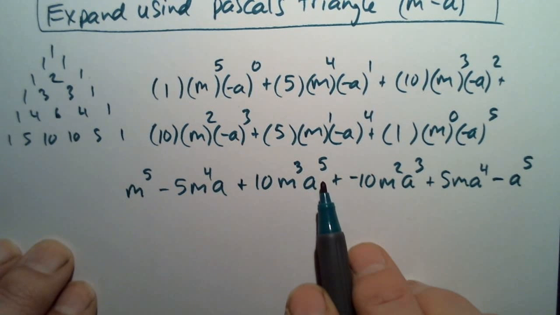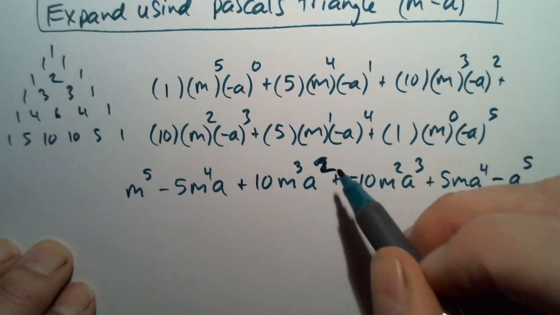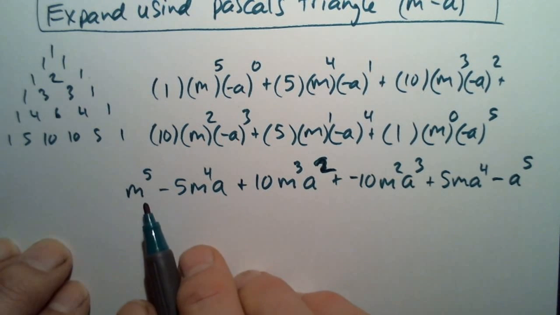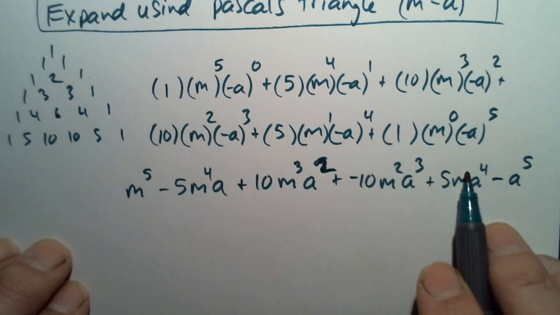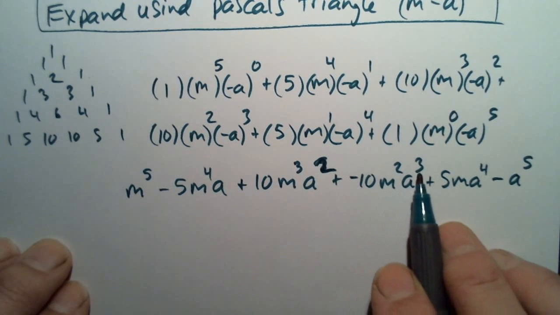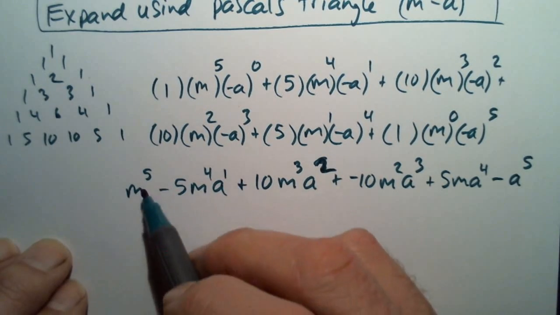Ooh, almost made a mistake there. Well, I did make a mistake, and that should be a 2. Every term should have a degree of 5, so this is 5. This is 5 plus 4 plus 1 is 5. 2 plus 3 is 5. 2 plus 3 is 5. 4 plus 1 is 5, and there's a 5.